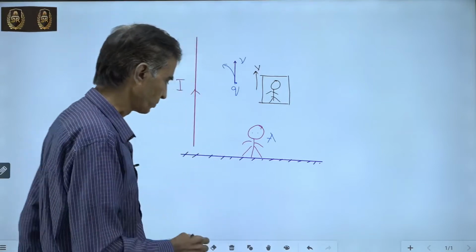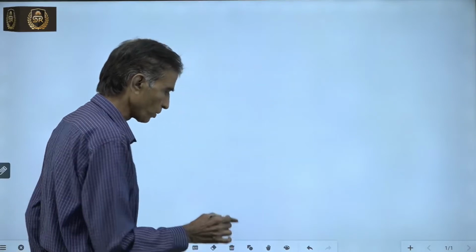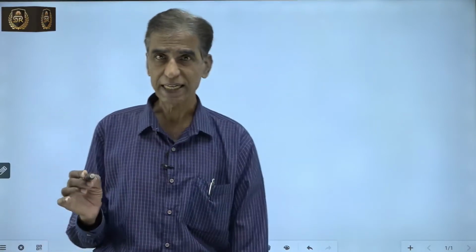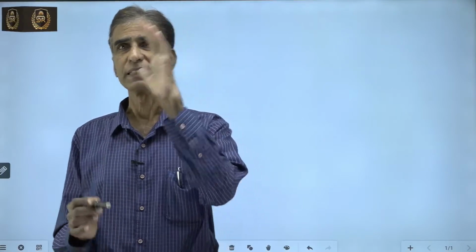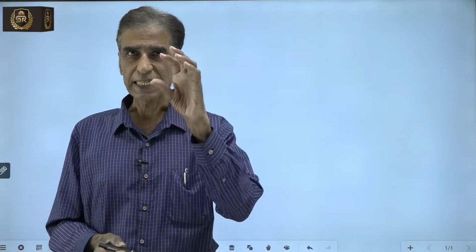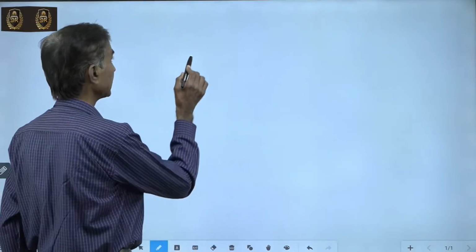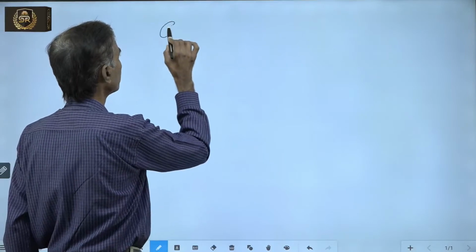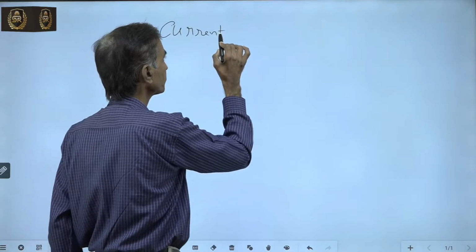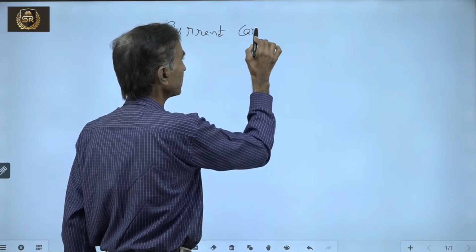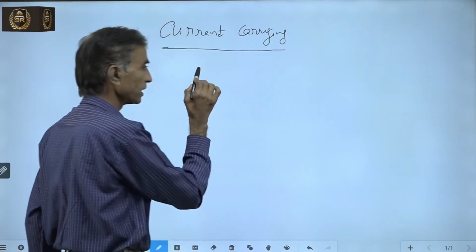Now here we want to find the magnetic field produced due to a current carrying element. Here the concept is the current carrying element.